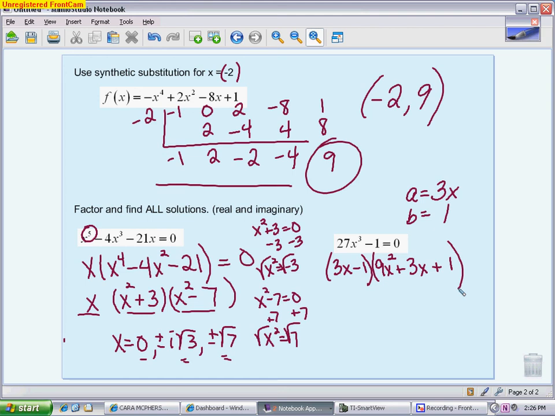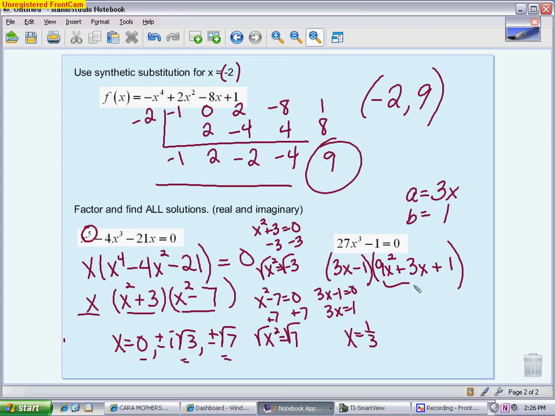Now I'm looking for solutions. This will never factor further. That's the nice thing about the perfect cube formula. You will not go another step. Even though you have that trinomial, it will not factor. I want to know what makes 3x minus 1 equal to 0. So 3x minus 1 equals 0. 3x equals 1. So x equals 1/3.